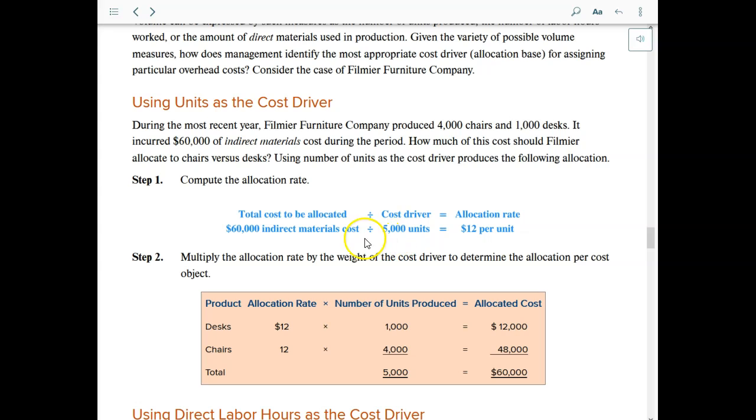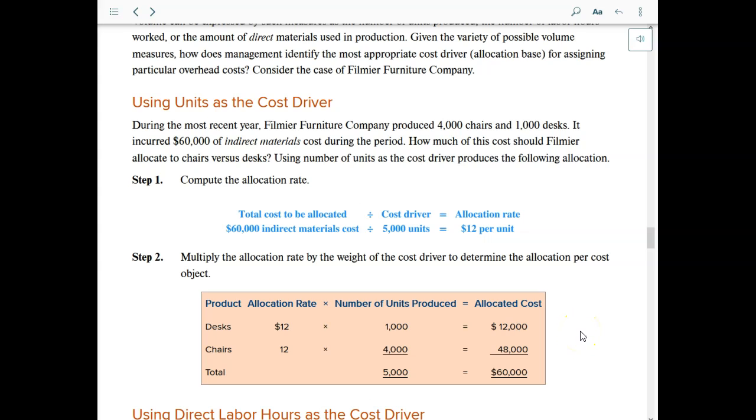Here's one method. We're going to go through a couple of methods. If your company decides we're going to allocate this based on units produced, so 4,000 chairs, 1,000 desks, 5,000 units, let's allocate indirect materials then at $12 per unit, no matter if it was a chair or a desk. So $12 here and here, desk and chairs. 1,000 desks being produced, $12,000. Chairs, 4,000 chairs times 12, $48,000 of allocated cost. There's the $60,000. So we've allocated this $60,000 of indirect materials to the chairs, $48,000, and to the desk, $12,000.